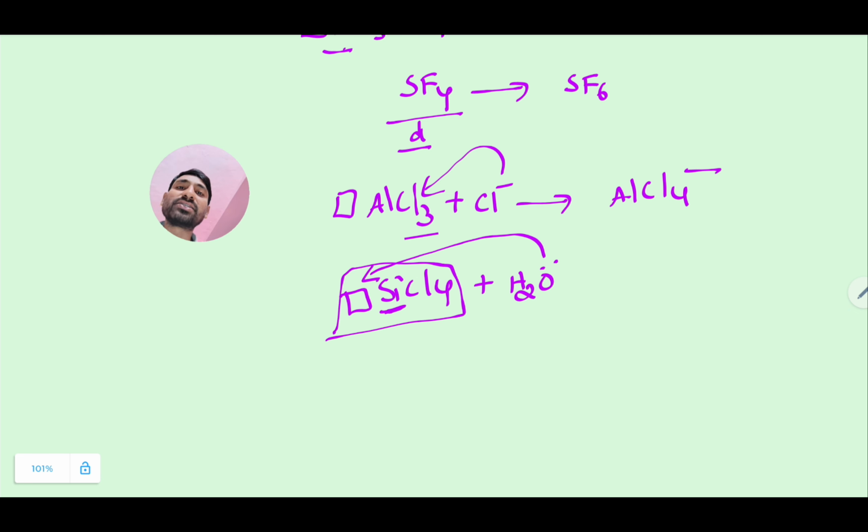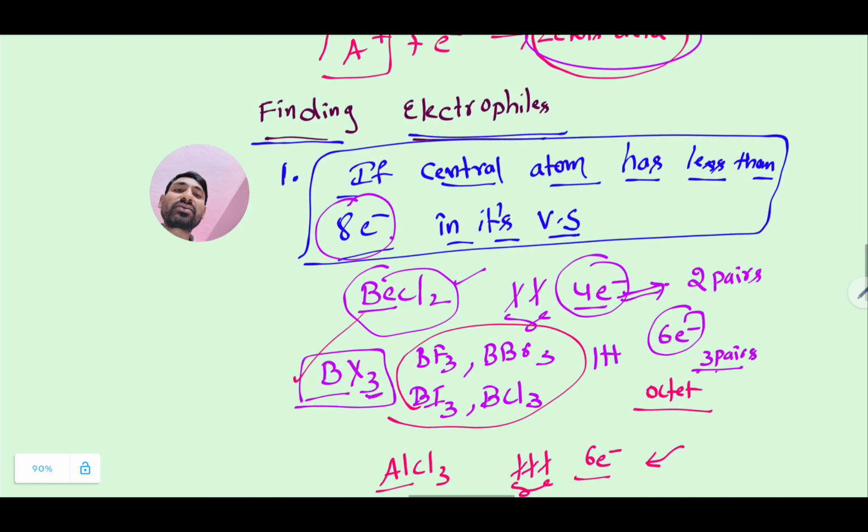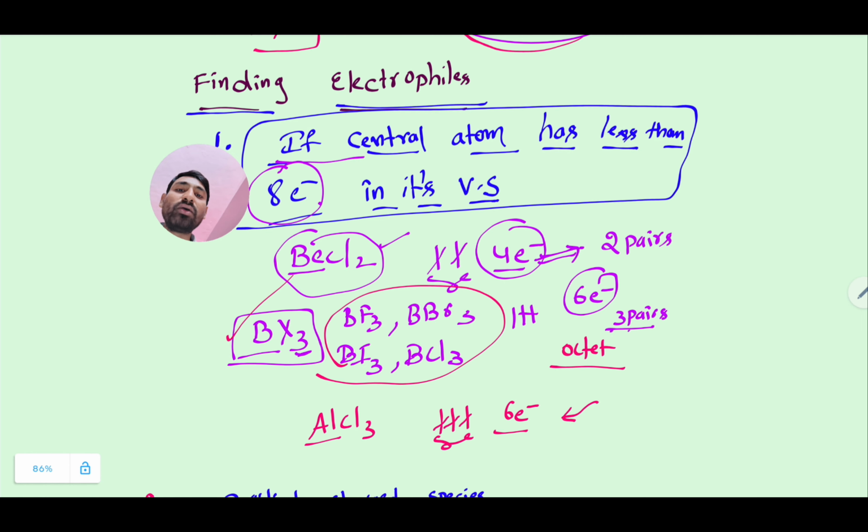So like that we classify reagents as electrophiles, guys. Here I want to revise. Electrophile means electron loving or electron deficient. Those who accept an electron pair act as a Lewis acid, guys. Who can act as electrophiles? In step 1, one who has fewer electrons than an octet in the valence shell can accept a pair of electrons. And like that, the examples we discussed.